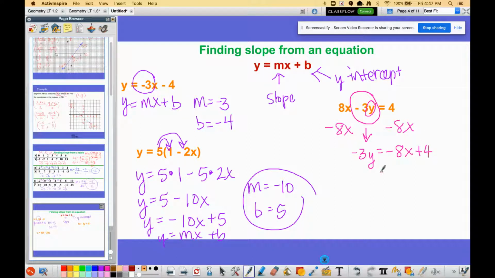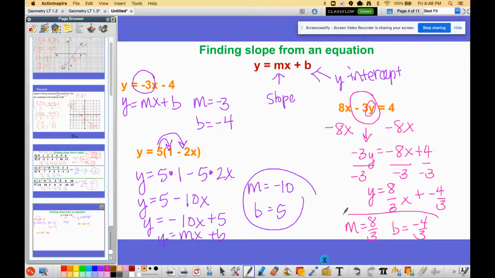You could do 4 minus 8x, but I already know that I want it in the form of y equals mx plus b. Divide both sides by negative 3. That means everything on the right side gets divided by negative 3. y is equal to negative divided by negative is positive. So y is equal to positive 8/3 x plus or minus. If you do plus, it's negative 4/3, or you could do minus 4/3. Your slope is 8/3. Your y-intercept is negative 4/3.